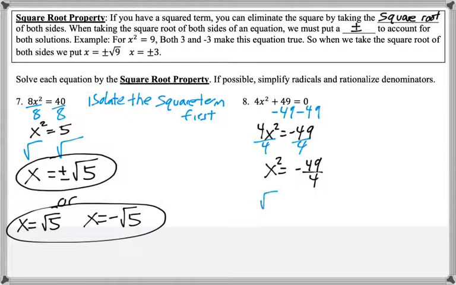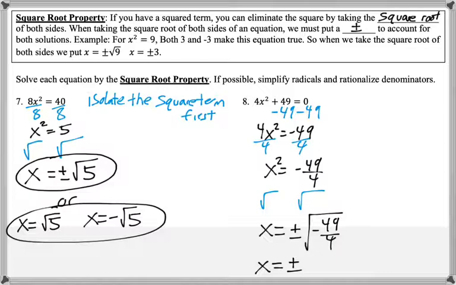Now I want to take the square root of both sides. So x is equal to plus or minus the square root of negative 49 over 4. So I have x is equal to plus or minus.